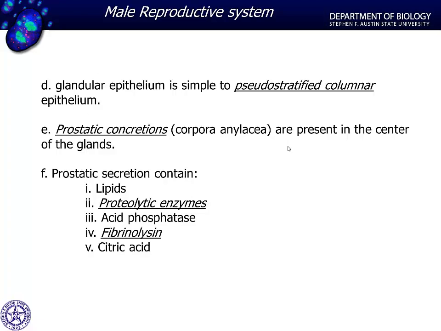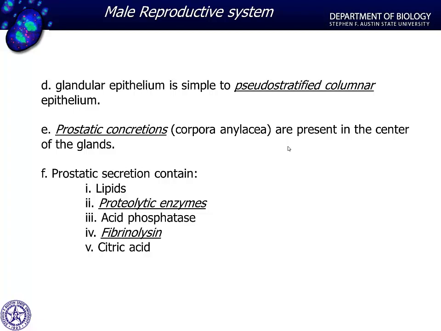These are going to be expressing quite a lot of material, as we can see in these secretions. We have lipids, proteolytic enzymes, citric acid, acid phosphatase, and fibrinolysin, which is, again, a protease. All of these materials are going to assist in creating a more opportune environment for the spermatozoa and help protect the sperm along its pathway.